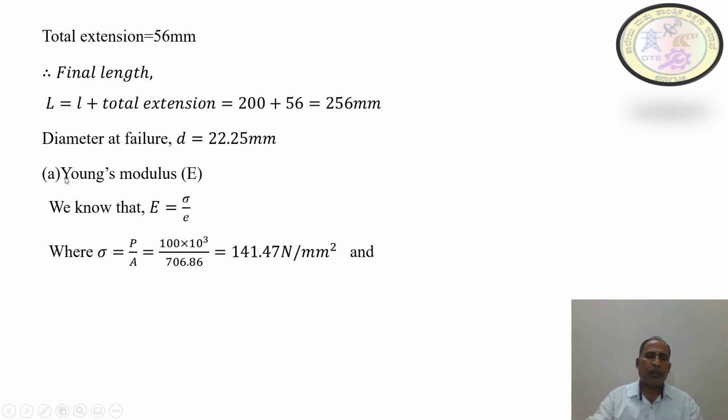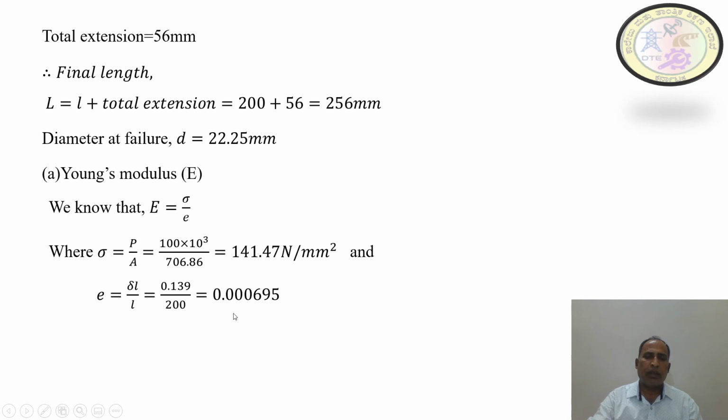Therefore stress is equal to P by A, that is 100 into 10 raised to 3 Newton divided by 706.86 mm square. So the value of stress will be 141.47 Newton per mm square, and E is equal to change in length by original length. The change in length will not be taken as 56 mm. That is the total extension of the bar up to the proportional limit. The change in length will be 0.139 divided by the original length, or gauge length, 200.